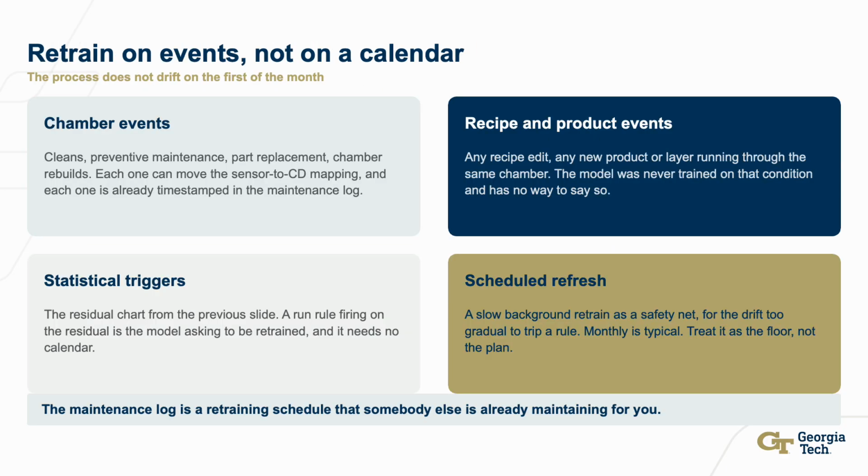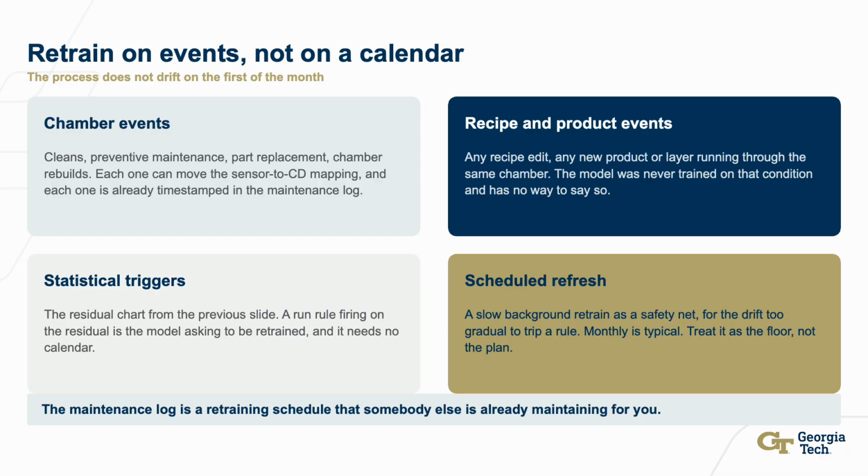So when do you retrain? The answer is on events rather than on the calendar. The process does not drift on the first of the month. Cleans, preventive maintenance, part replacement, chamber reveals. Each one can move the sensor to CD mapping. We watched exactly that happen at run 600. And every one of them is already timestamped in the maintenance log.